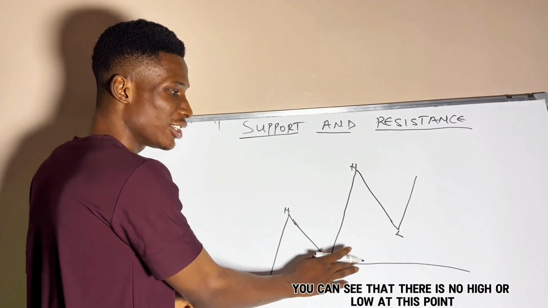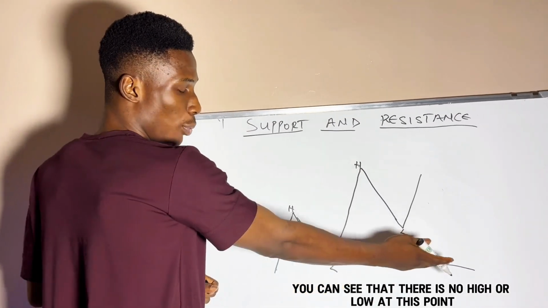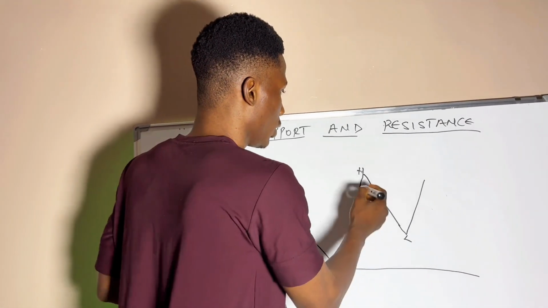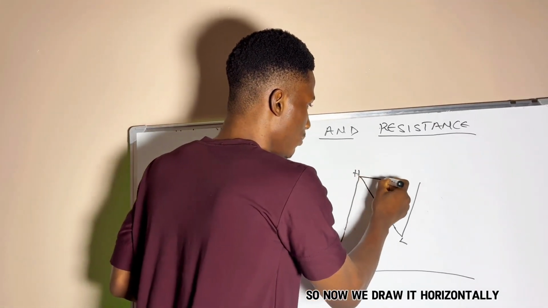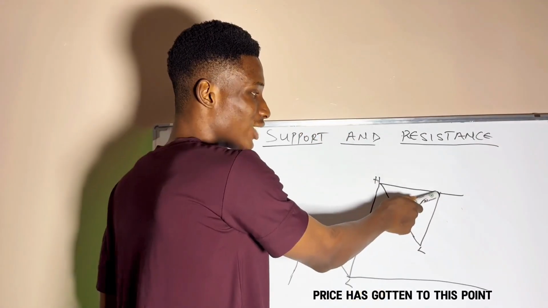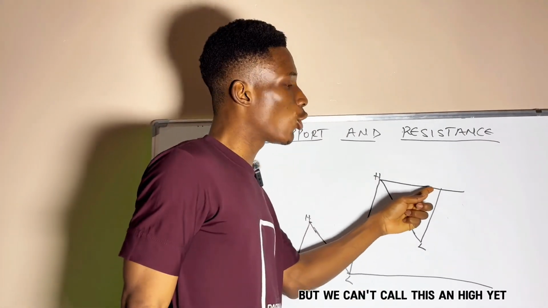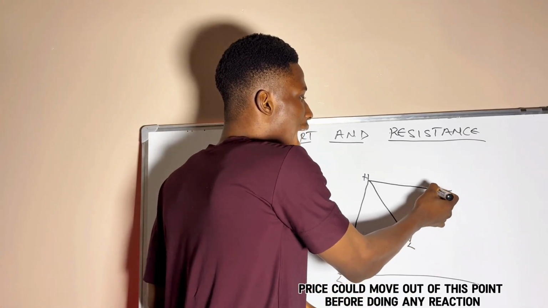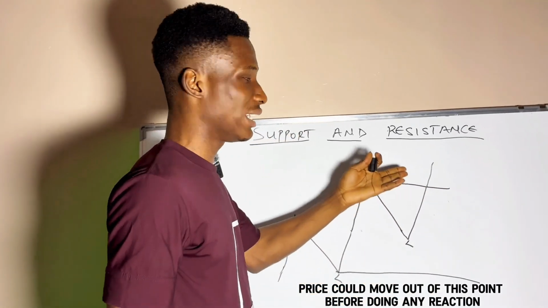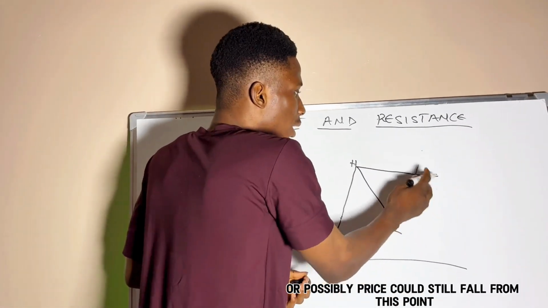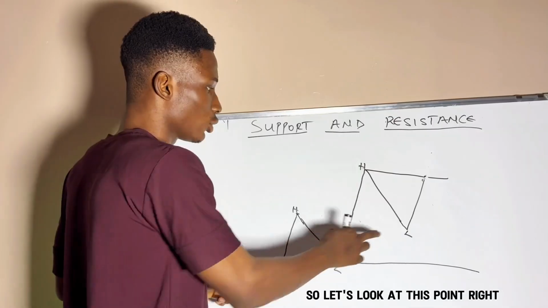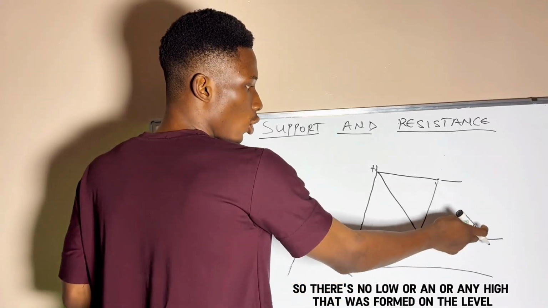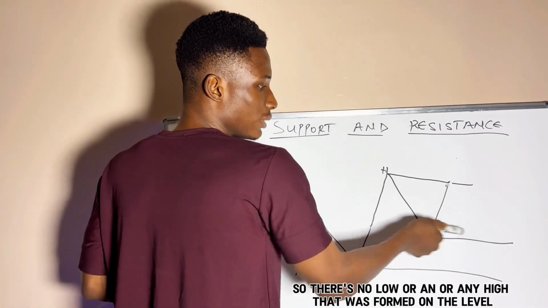You can see that there is no high or low at this point. Now let's go to this one and see if something was formed at that point. So now we draw it horizontally. Price has gotten to this point, but we can't call this a high yet. Anything could happen. Price could move out of this point before doing any reaction, or possibly price could still fall from this point. So let's look at this point, right? We have a low here, so mark it out again. So there is no low or any high that was formed on the level.